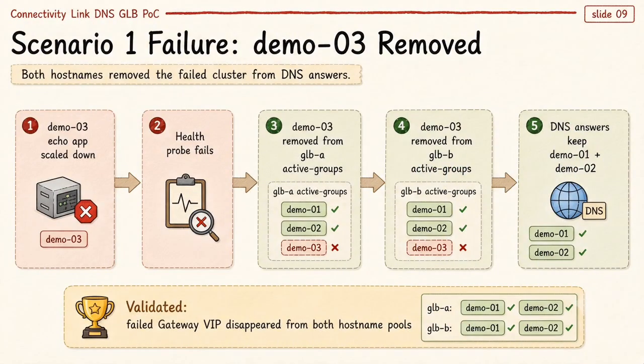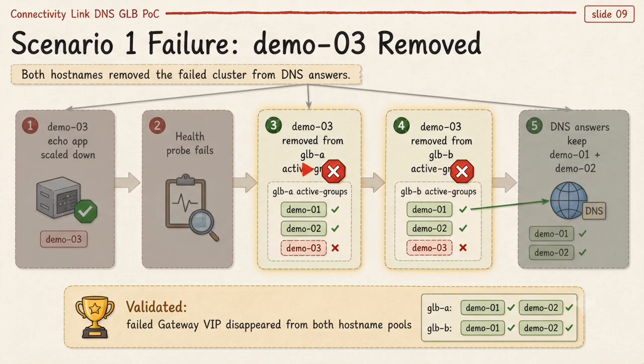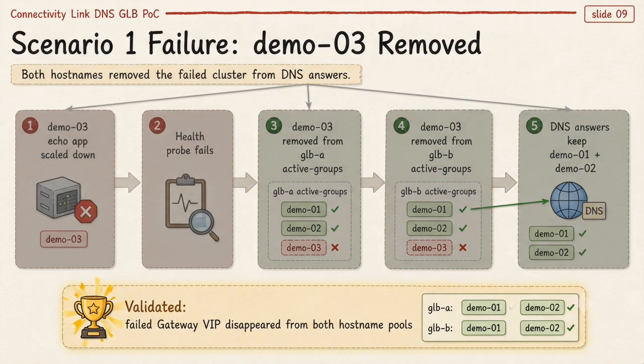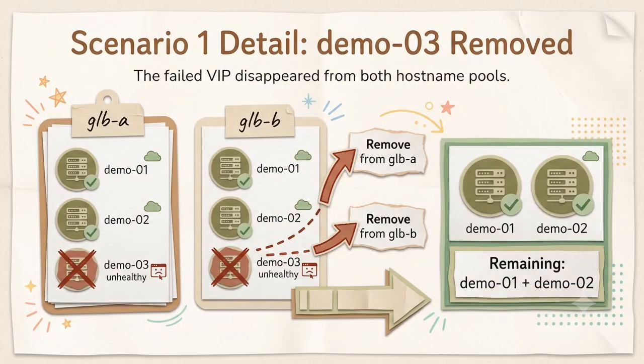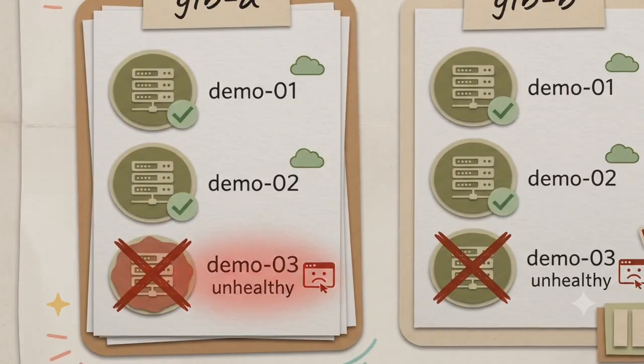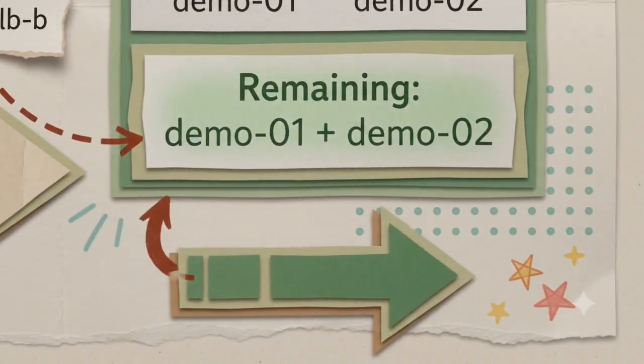Let's look at Scenario 1, where Demo 03 is removed. First, the app scales down, causing the health probe to fail. Now, DNS answers only is validated, and the failed VIP is gone. In this scenario, we look at the details when Demo 3 is removed. The failed IP disappears from both of the pools. We remove it from GLBA and GLBB, leaving only the healthy pools remaining.